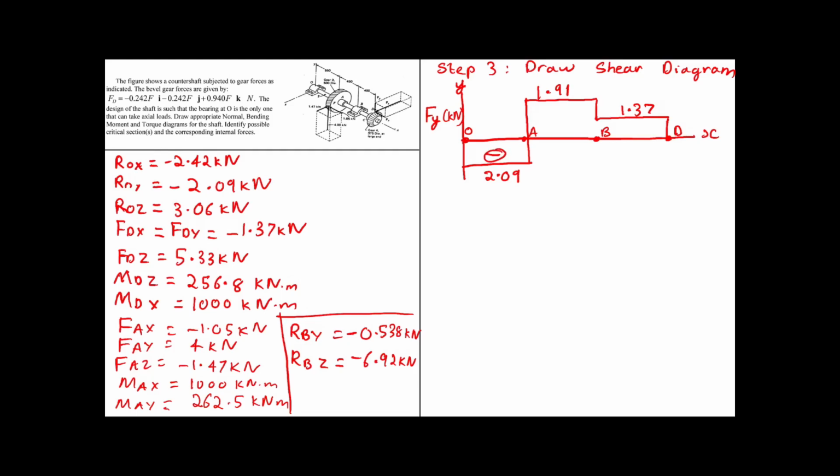So this region was negative, so the moment diagram will have a negative slope. This one is positive, and this one is positive. So now I'm going to draw the moment diagram right below, because it is easier to have the normal or the shear diagram above and draw the moment diagram right below that. So step 4 would be to draw the bending moment diagram.